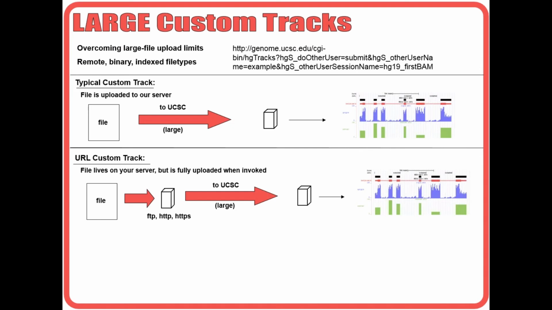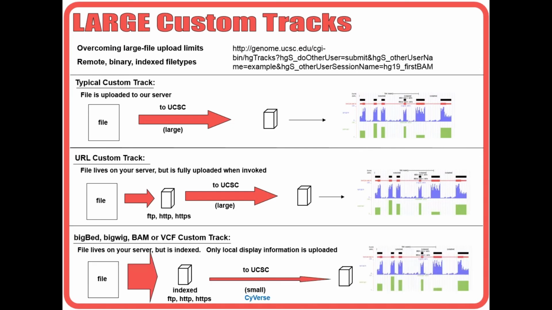So here's a little cartoon that describes that. If you upload a custom track, the whole file goes to UCSC. If you upload it via URL, the same thing happens. The whole file goes to UCSC, but it's server to server rather than you copying and pasting the data. And then finally, the big formats, the bigBed, bigWig, and other formats allow you to load a very large file onto your server, and only a small amount of the data are loaded to our server, only what's needed for display.